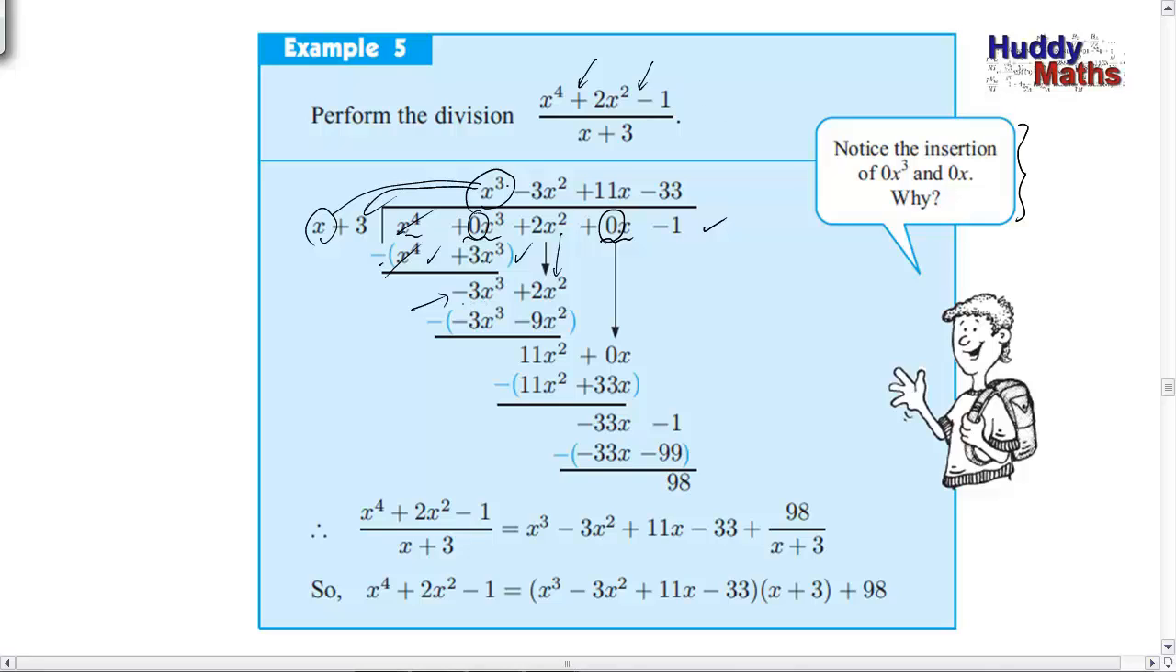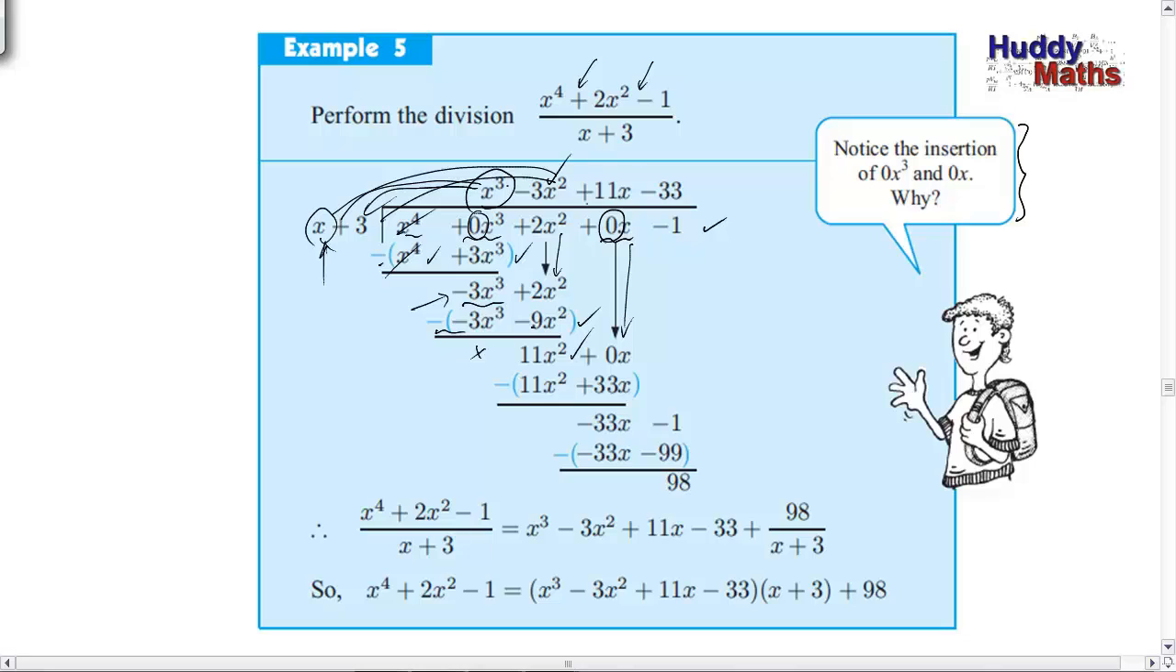What do you multiply, again, x by to get neg 3x squared? Neg 3x cubed, we need neg 3x squared up there. Do it again. And now it's neg 9x squared. Take it all away. What's this? Negative times negative is a positive, so that's no x terms left. 2x squared, take neg, is plus 9x squared, is 11x squared. Bring no x's down. Keep it all organised.